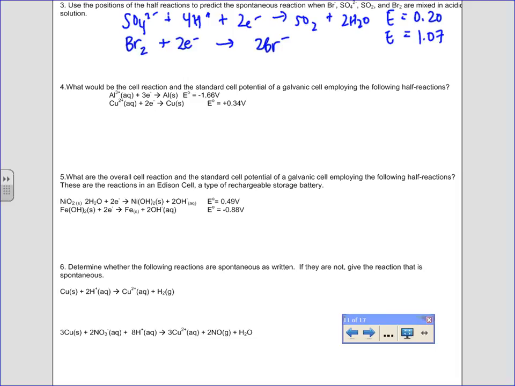Now, in this case, the bromine is the one with the higher reduction potential, so it's the one that's going to be reduced, and the other one will undergo an oxidation reaction. So much like I did before, I need to reverse the reaction that is actually undergoing oxidation and add it to the reaction that is undergoing reduction. Okay, and so this is the overall reaction that would happen spontaneously in that system.